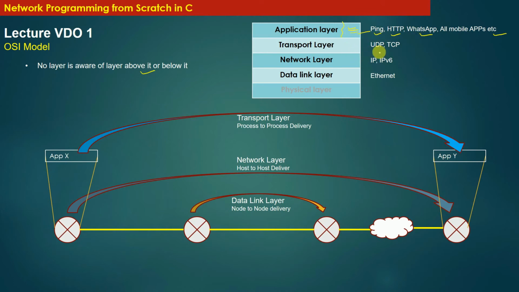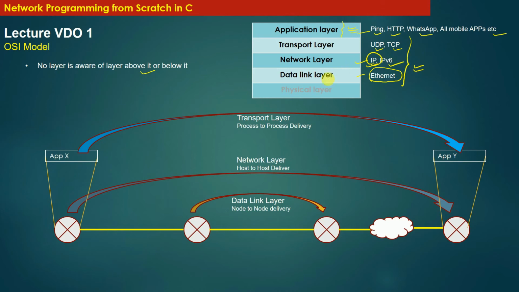The most famous transport layer protocols are UDP and TCP. Of course, there are other protocols, but we are talking only about the famous ones. The network layer protocol is the IP protocol. 99% of the machines in the world are running the IP protocol, and the other protocol is IPv6, which is now becoming famous. And at the data link layer, the most famous protocol is Ethernet. We will discuss all these protocols in detail, and how they function.